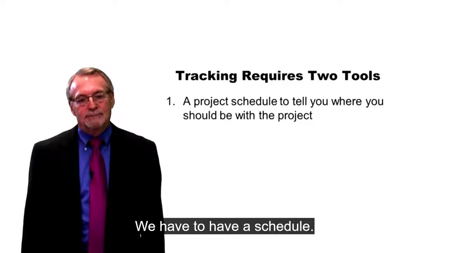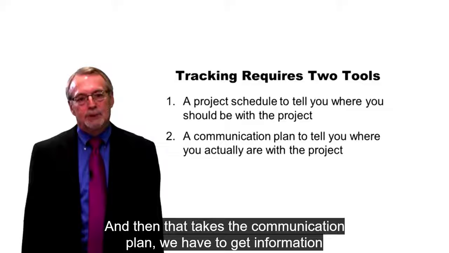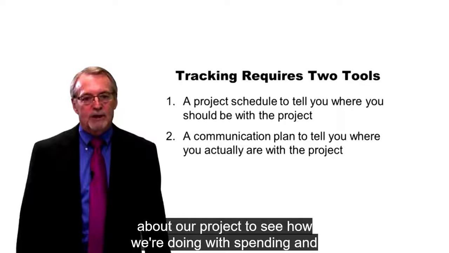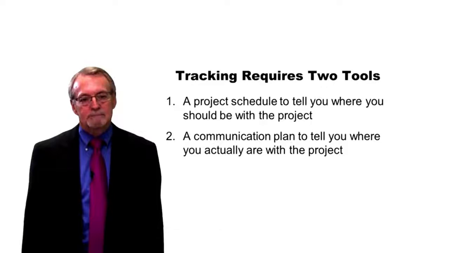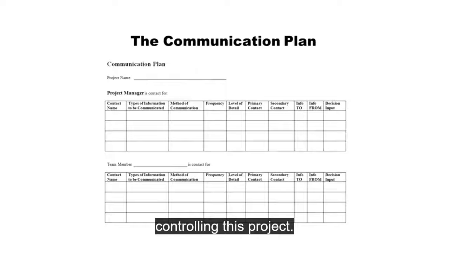Tracking takes two tools. We have to have a schedule. We have to originally say this is what the project should look like, and then that takes the communication plan. We have to get information about our project to see how we're doing with spending and how we're doing with progress. So again, our communication plan is going to be a key element in monitoring and controlling this project.